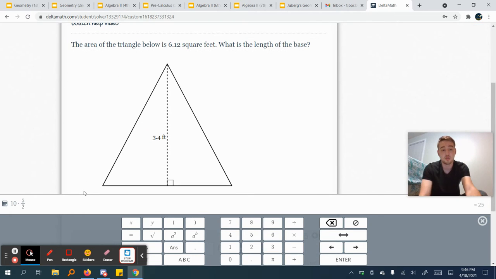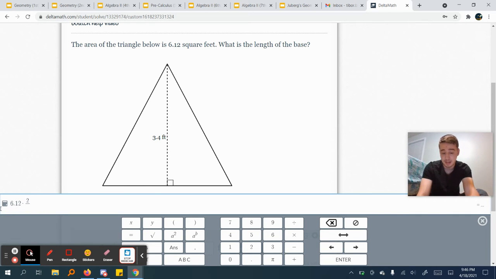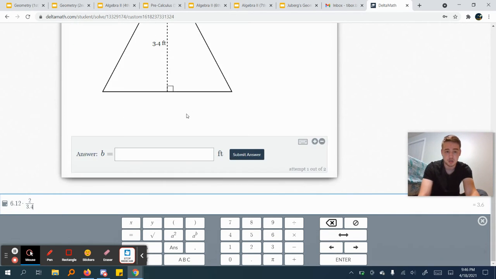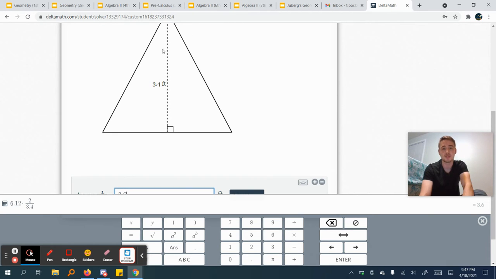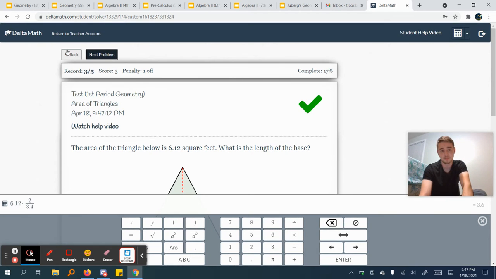So it's 6.12 times 2, because 1/2 base height, so double that. Divide it by the height, and you get the base is 3.6. Otherwise, if you knew the base and wanted the height, you would do the exact same math, because base and height are interchangeable for a triangle. If we knew the bottom length here and we just wanted to find the vertical length, then we would do the same calculations and we would find the same number answer.